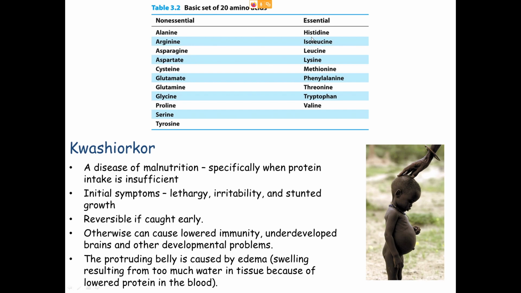Right? These over here, these 9 are listed as essential, and everyone agrees that these are essential. And by essential, we mean that humans lack the enzymatic machinery to synthesize these. Right? So we can't make these amino acids. We have to get them in our diet. That's why they're called essential. We must get them in our food.